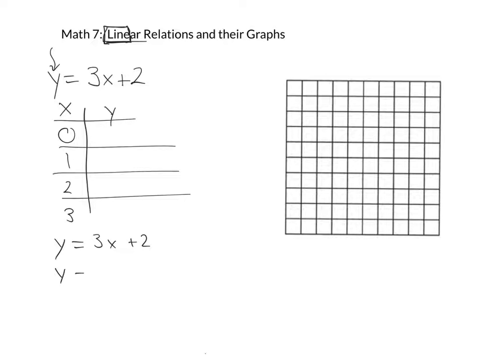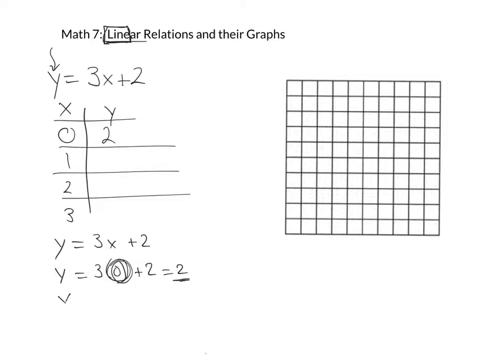So y equals 3, and we're going to just replace the x with 0, so we're going to use brackets to show the multiplication, plus 2. So 3 times 0 is 0, plus 2 gives me 2. So when x is 0, the y value is 2. That's what it works out to be.